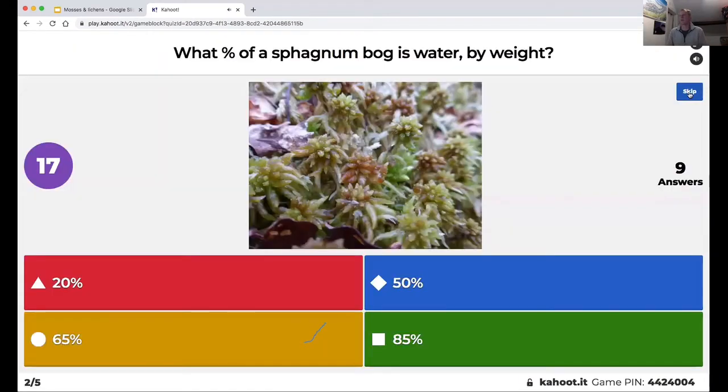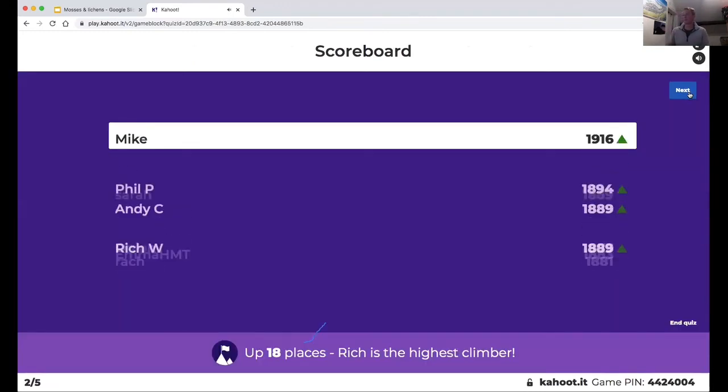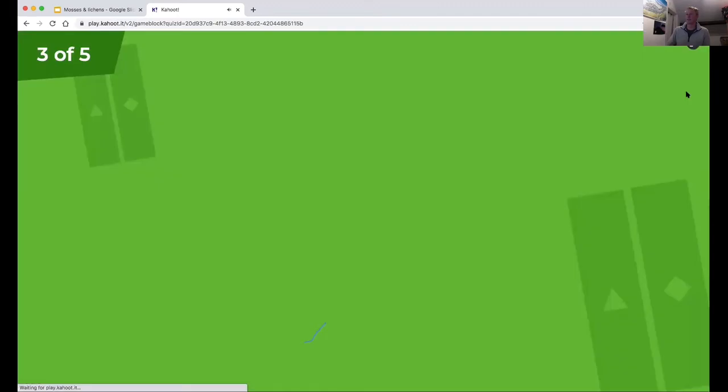What percentage of a sphagnum bog by weight is water? They can hold 20 times their own capacity as well, so it's a huge amount there. So yeah, it's 85%. Incredible sponges. Well done there, Mike, nipping into the lead.